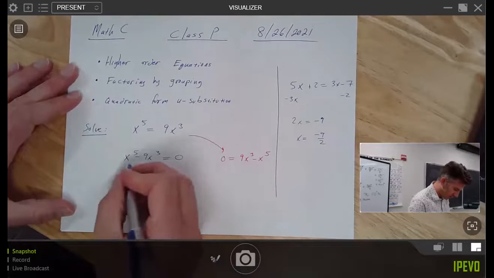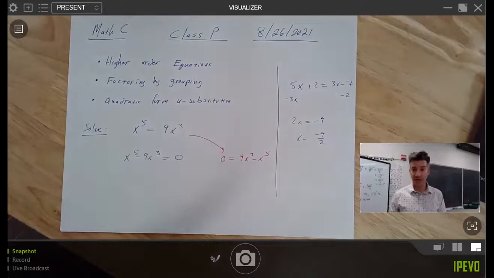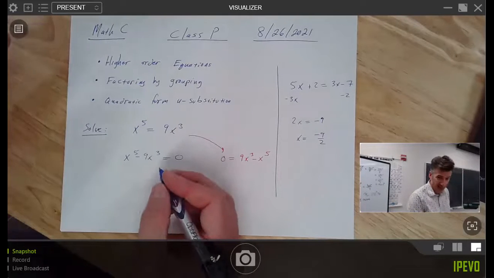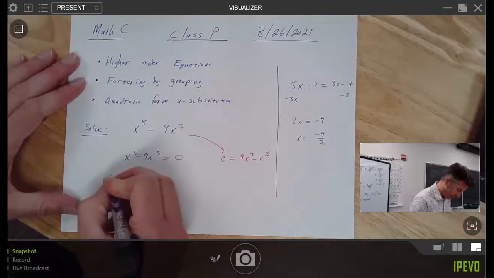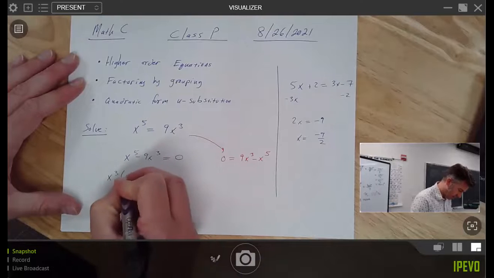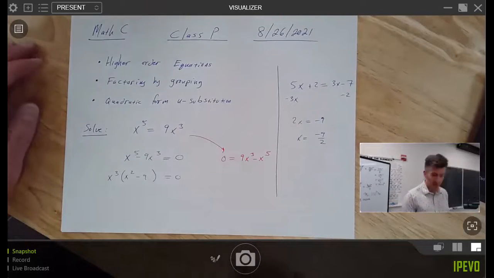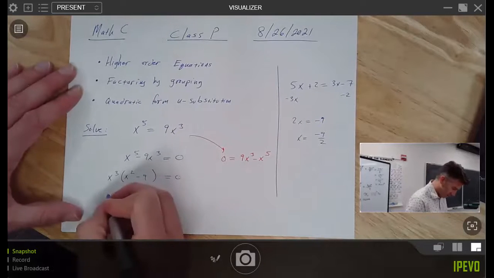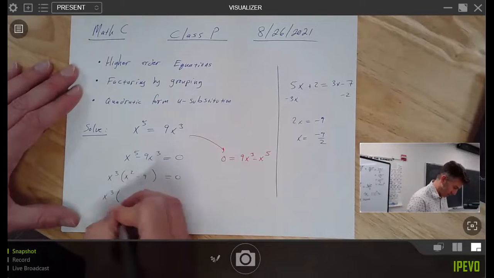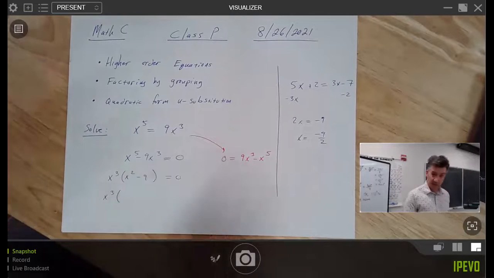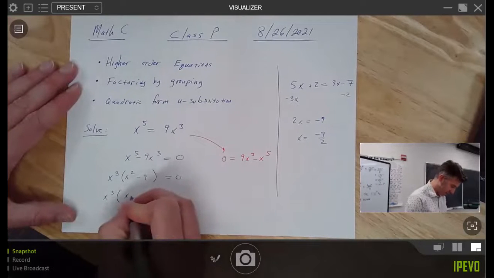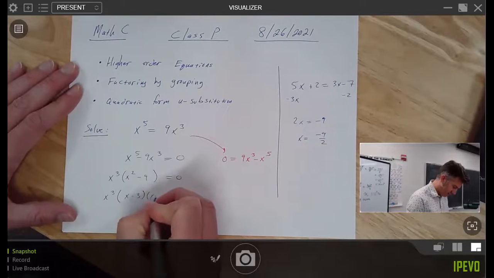So if I was solving it this way, then I'm going to factor out the greatest common factor, which in this case is x to the third power. So we're going to have x to the third times x squared minus 9 equal to 0. And then I'm going to factor this further. So x cubed times x squared minus 9, which is a difference of squares. It factors as x minus 3 times x plus 3.